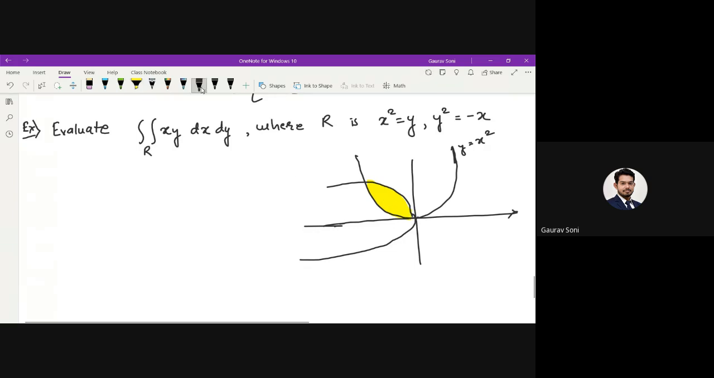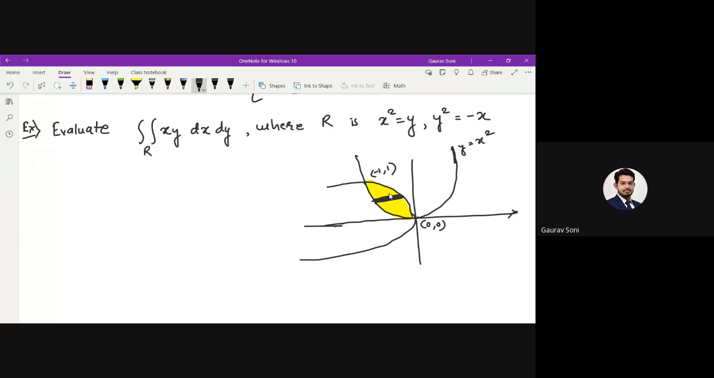Now for a change, I'll take a horizontal strip. Let's fix the extreme points of this area. This point is going to be 0, 0. And this point is minus 1, 1.